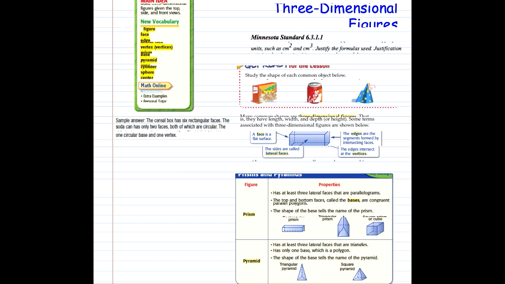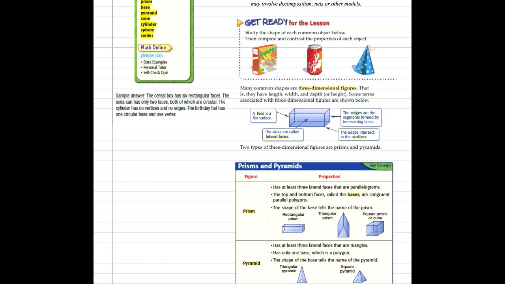Many common shapes are three-dimensional figures. That is, they have length, width, and depth, sometimes called height. Some common terms associated with three-dimensional figures are shown below.